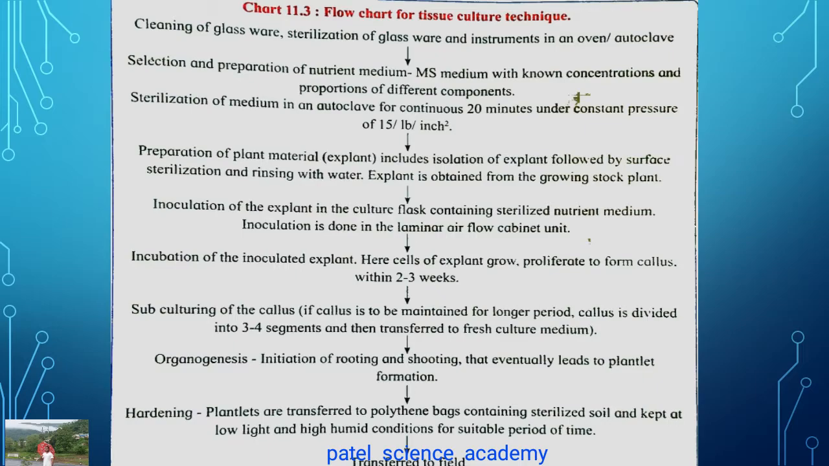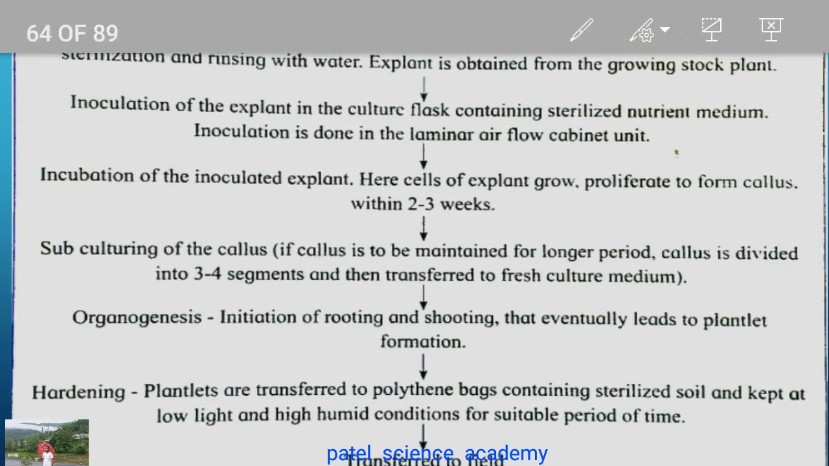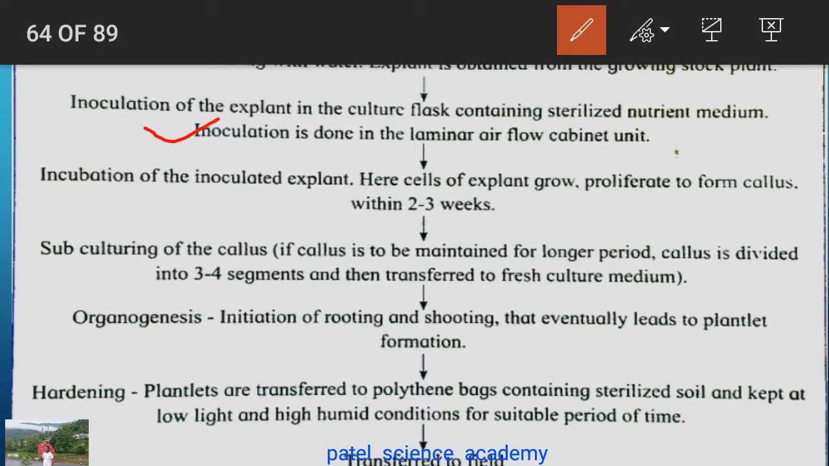So dear students, this is the step by step flow chart of this technique. You can see all these steps one by one: the inoculation of the explant in the culture flask containing the sterilized nutrient medium, and inoculation is done in the laminar airflow cabinet unit. Then the incubation of the inoculated explant. Here the explant cells grow and proliferate to form the callus within 2 to 3 weeks.